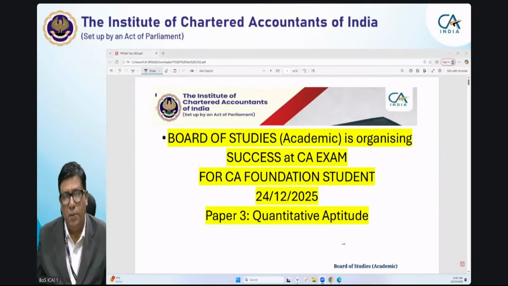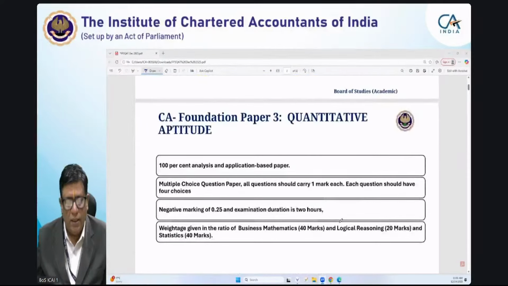Here we are going to discuss and suggest some tips related to the examination point of view, which is going to be conducted in January. Let us come to Foundation Paper 3, Quantitative Aptitude, which is a 100 marks paper and a 100% application and analysis based paper. All are MCQ objective type questions.